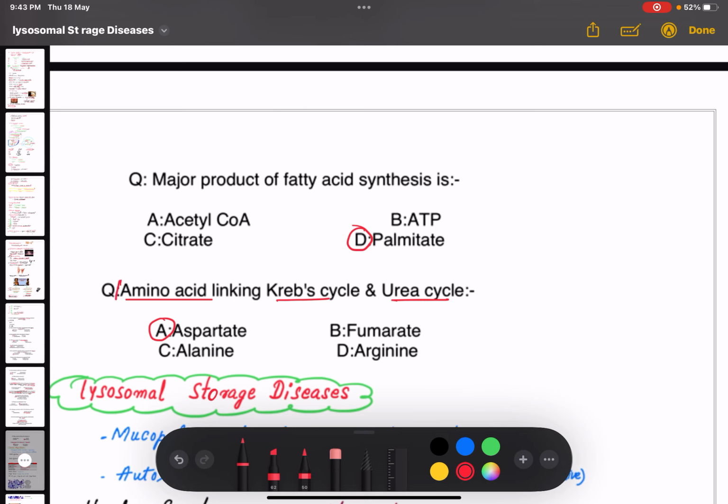The question is asking for the amino acid linking the Krebs cycle and urea cycle. The answer is aspartate. Here it is asking for an amino acid. If the question is asking for a substrate linking the Krebs cycle and urea cycle, then the answer will be fumarate. But here it is asking for an amino acid. Amino acid is aspartate.